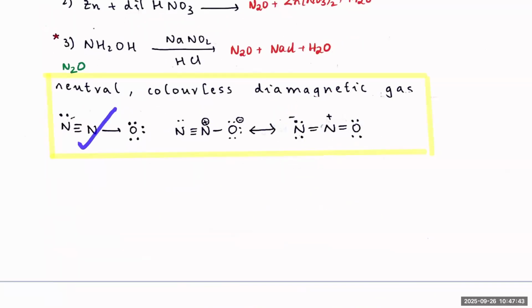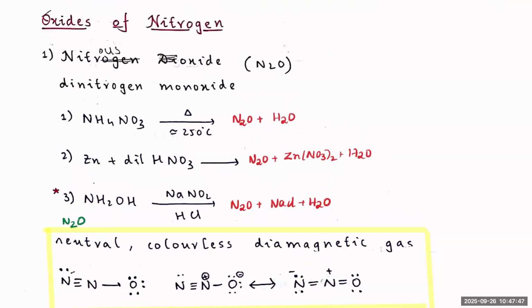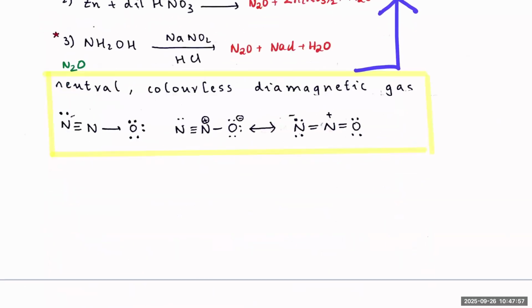N2O is a neutral, colorless, diamagnetic gas. The JEE syllabus does not typically include the preparation reactions. This is just for information's sake, honestly. They have never asked the preparation reactions of oxides. What they have asked is only the general properties, that is, whether it is neutral, colorless, a diamagnetic gas, and what its structure looks like. This is what has been mostly asked.